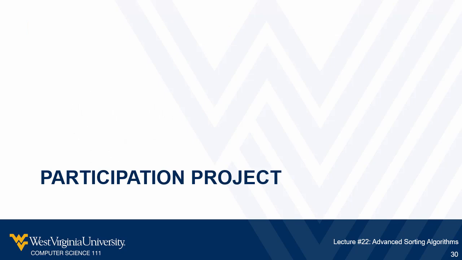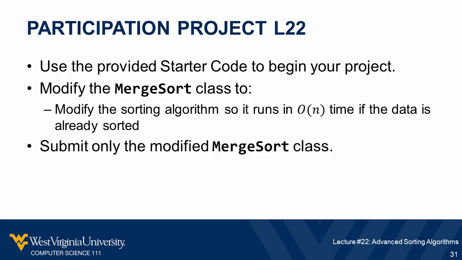For this lecture's participation project, I want you to download the participation project starter code from eCampus. Inside there, modify the merge sort class so that the algorithm will run in big O of n time if the data that we're trying to sort is already sorted.